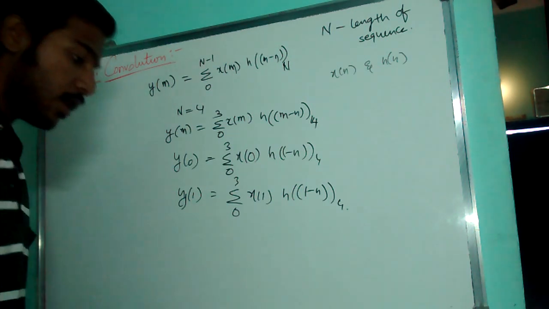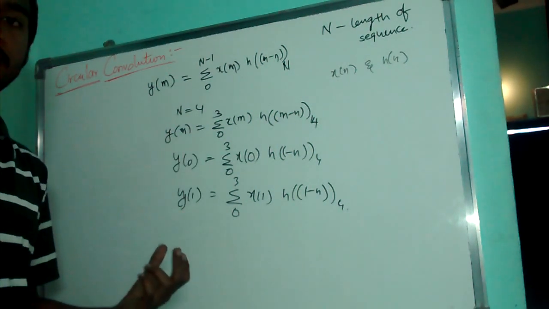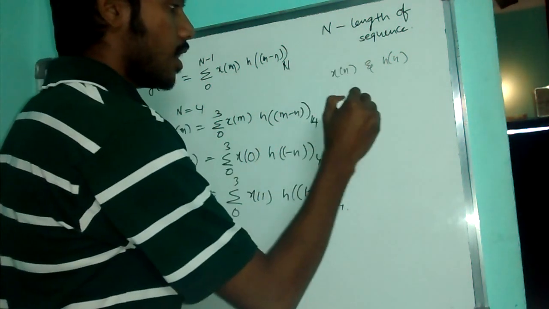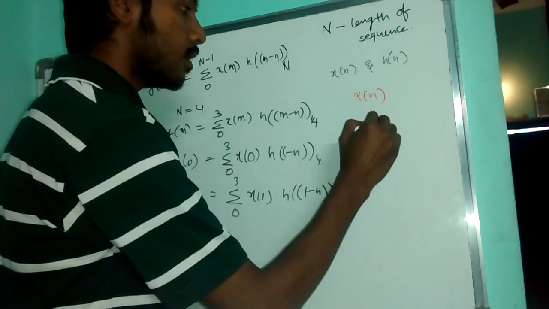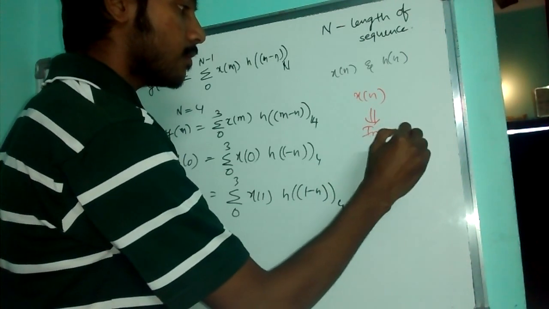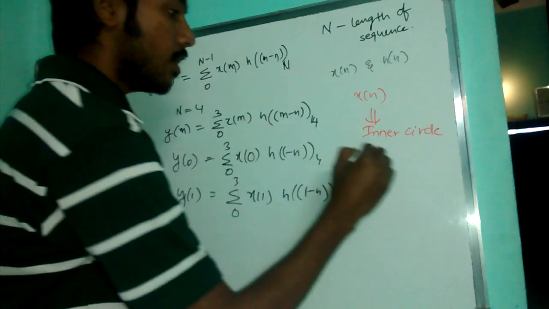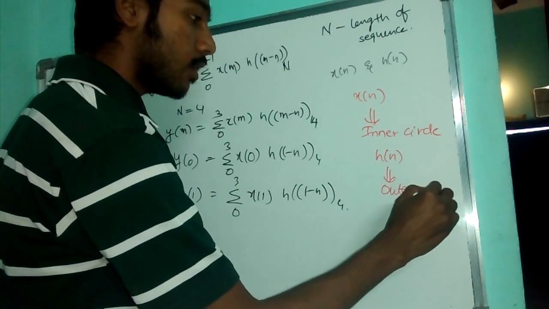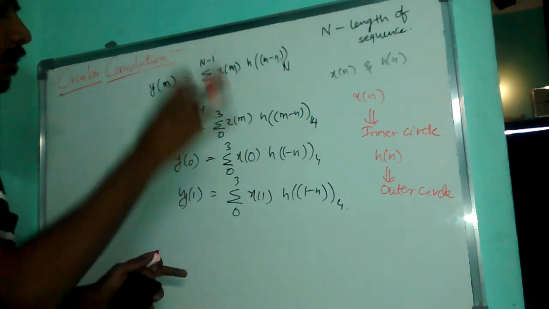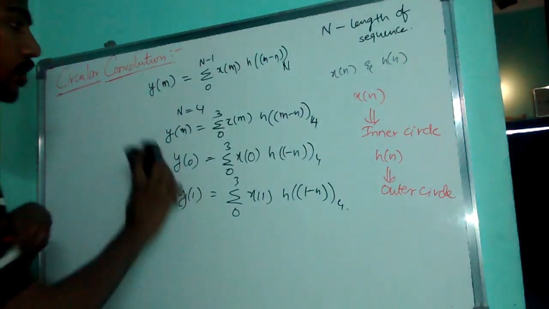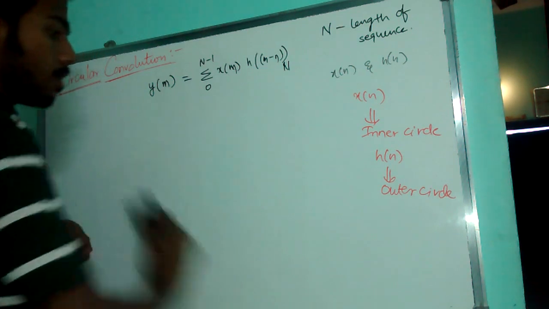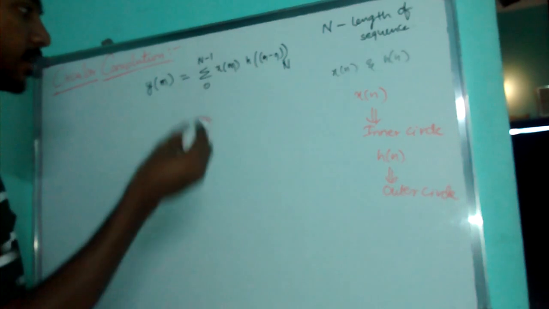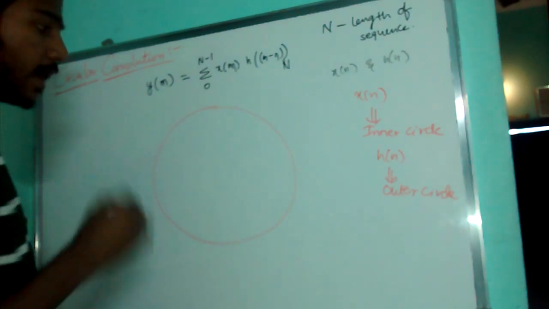So all these can be represented in two circles. I'll consider the x of n sequence to be the inner circle, and the h of n sequence to be the outer circle, and plot the values as shown here. I'm denoting h of n on the outer circle with the red ink and the inner circle with black ink.